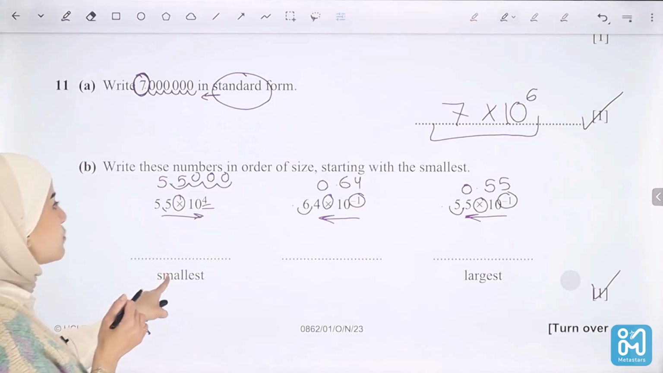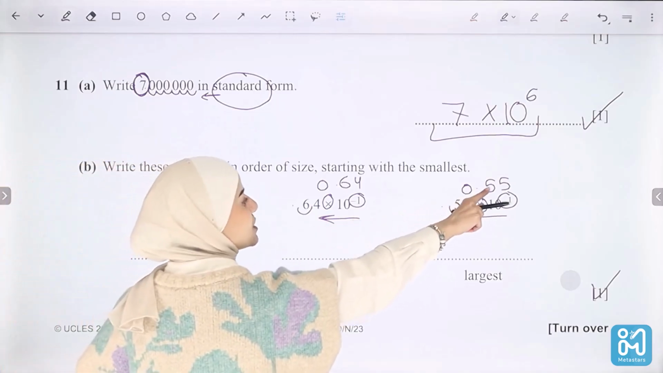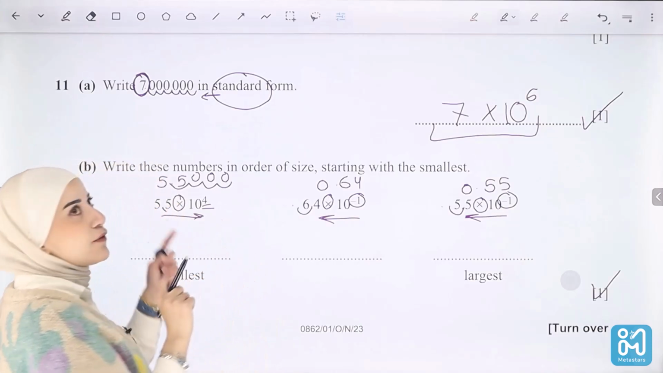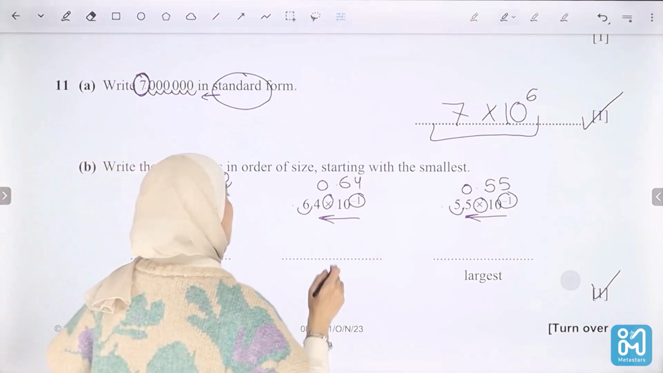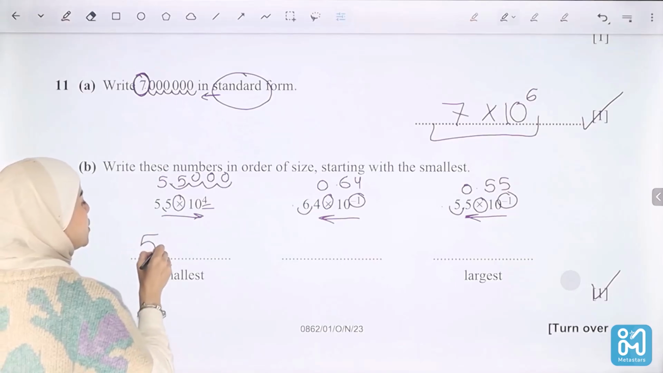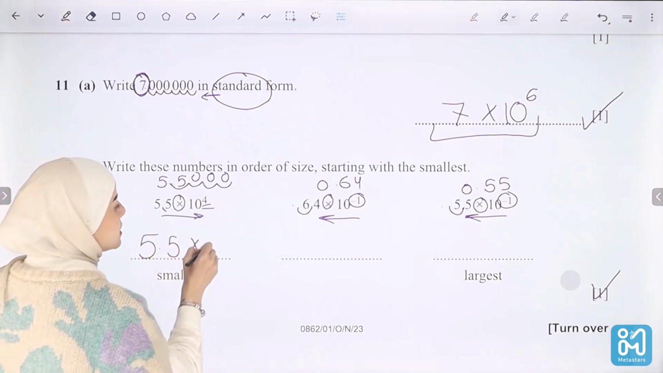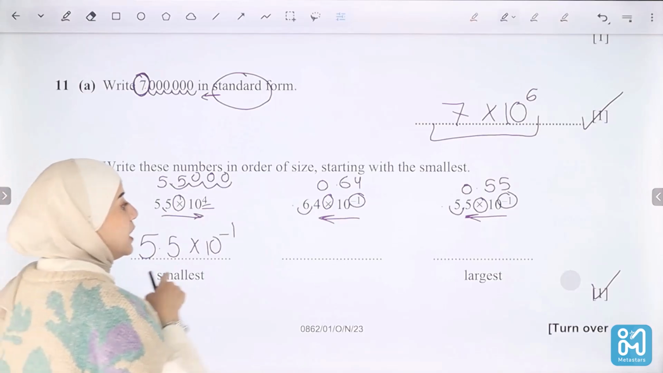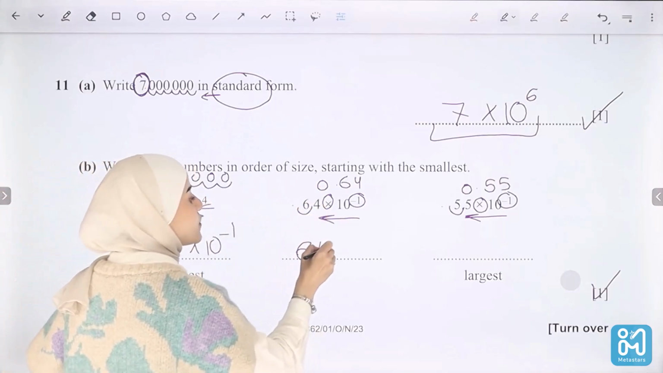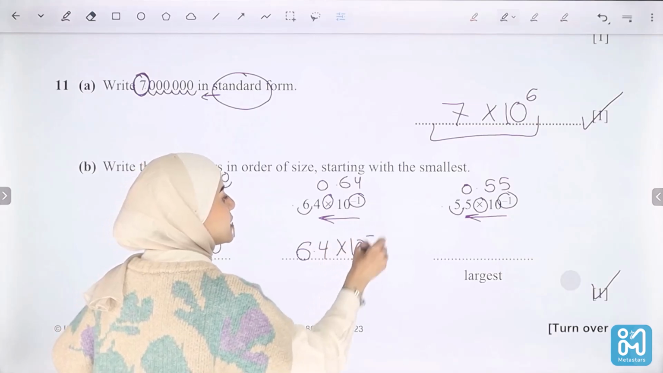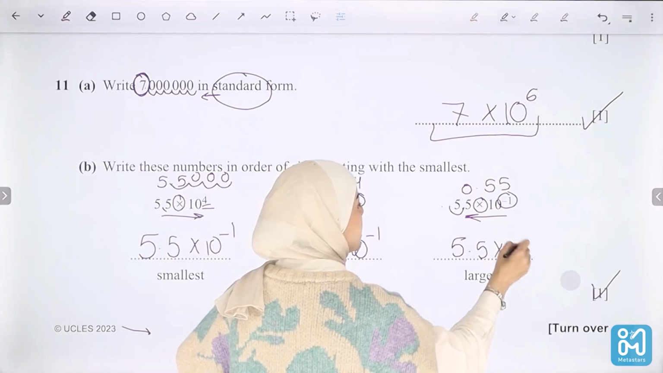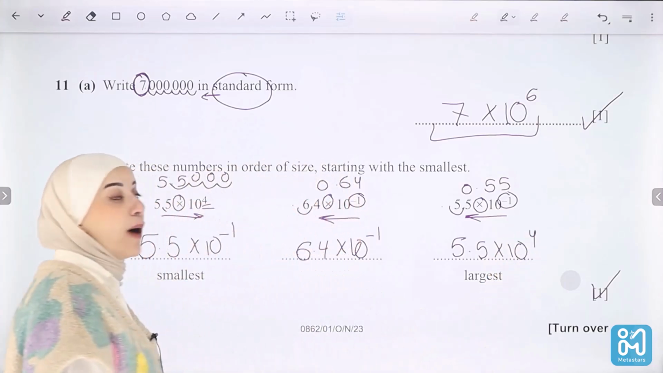We're going to start with the smallest. Definitely this one is the smallest because 0.55 is less than 0.64 and definitely less than 55,000. So I'm going to write the original form: 5.5 times 10 to negative 1. By the way, you can write its value, which is 0.55. Second, this one, which is 6.4 times 10 to negative 1. And the largest, definitely, is 5.5 times 10 to the fourth power.